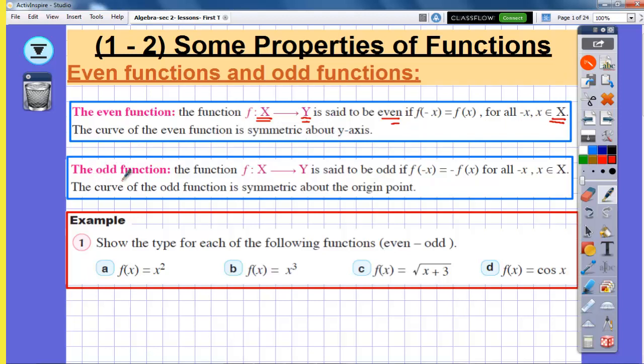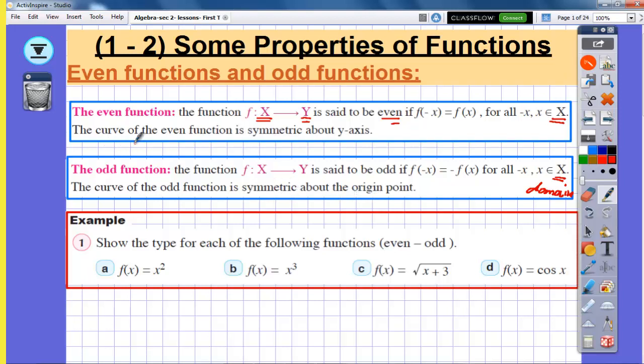The odd function, what is its definition? The function f from X to Y is said to be odd if f of negative x equals negative f of x for all negative x and x belonging to X. And don't forget, X here is the domain. The curve of the odd function is symmetric about the origin point.